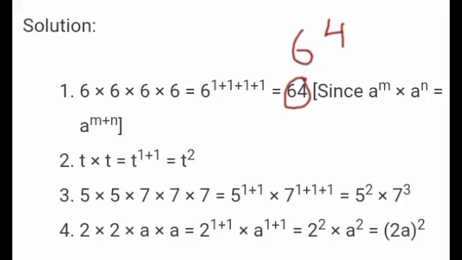Third question is 5 into 5 into 7 into 7 into 7. 5 power 2 into 7 power 3. Fourth question, 2 into 2 into A into A. 2 power 2 into A power 2. See here, the last sum, the power is equal. So, we can multiply the base. So, we can write (2a) the whole power 2.